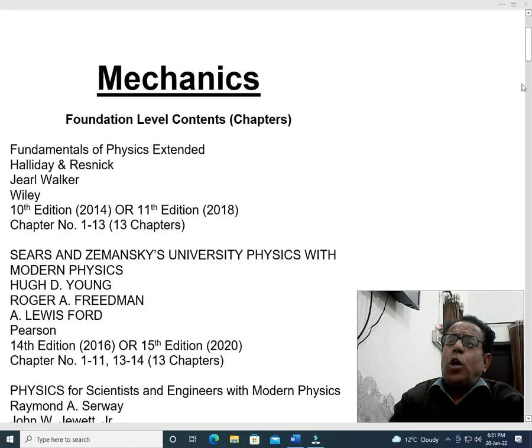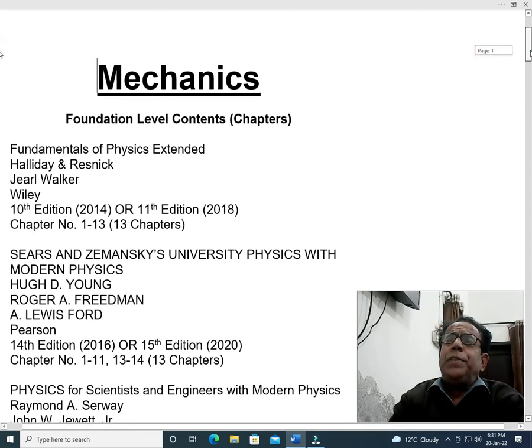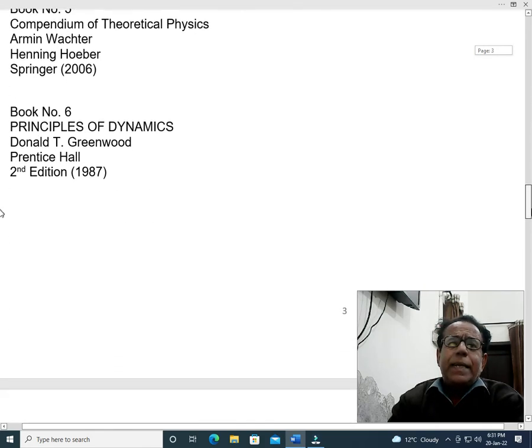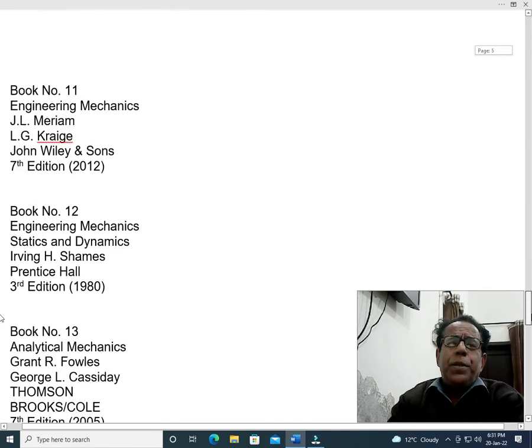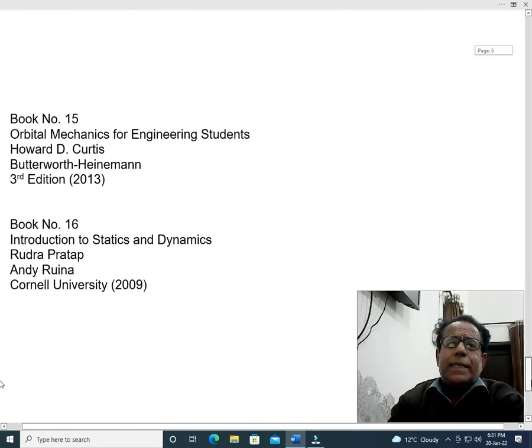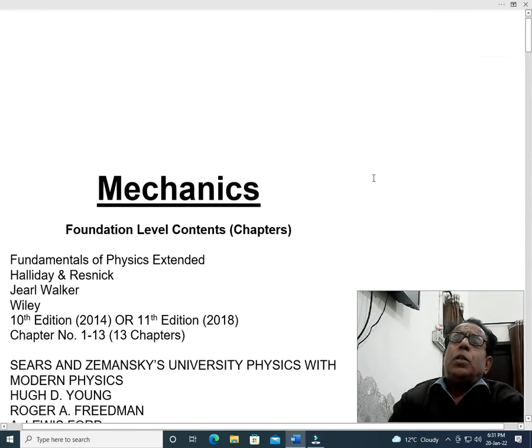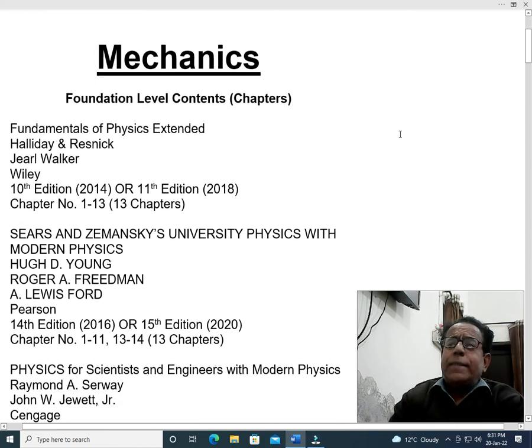Dear students, for this course, as usual, we have selected 4 general physics books from which we will study only selected chapters, not full books. And then we will enumerate and describe 16 further books. So let us first come towards the 4 general physics books, with mechanics foundation level contents, that is chapters.